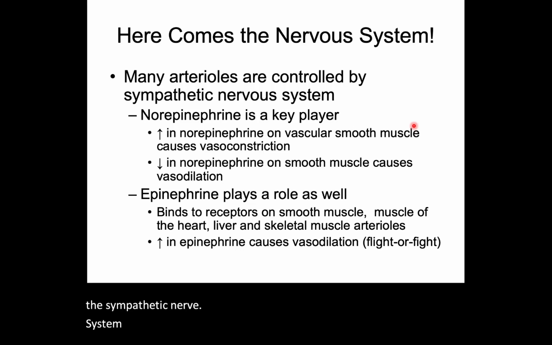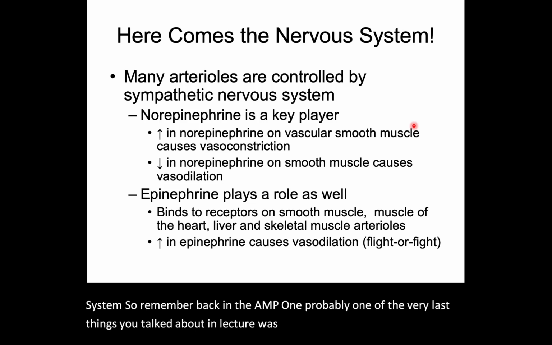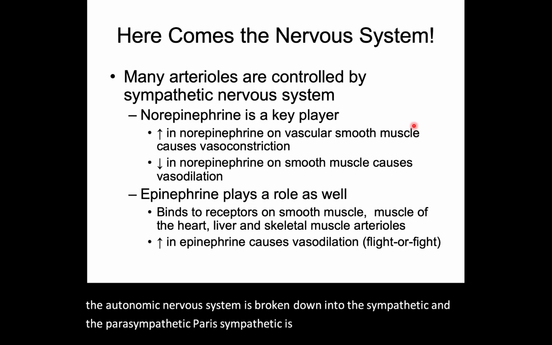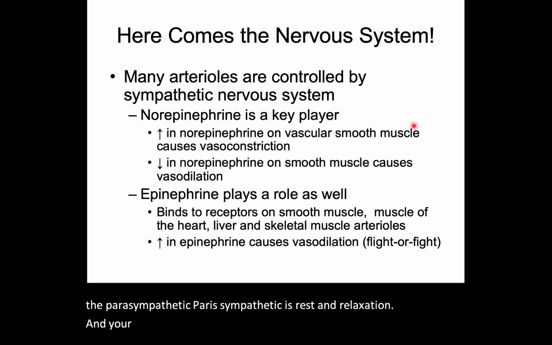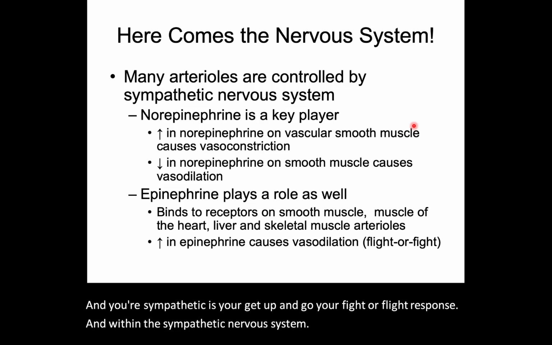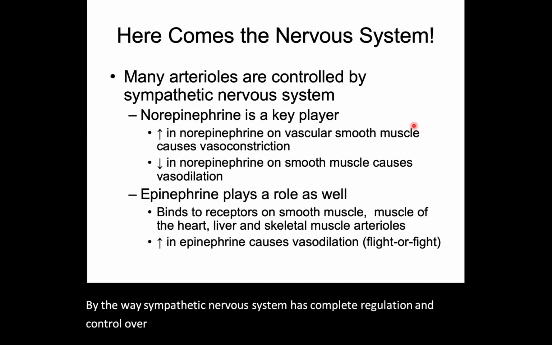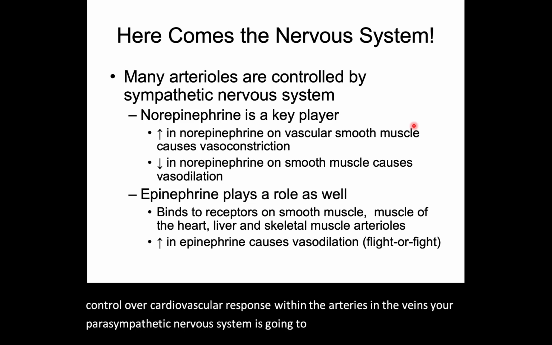So remember, back in AMP1, probably one of the very last things you talked about in lecture was the autonomic nervous system. And the autonomic nervous system is broken down into the sympathetic and the parasympathetic. Parasympathetic is rest and relaxation, and your sympathetic is your get up and go, your fight or flight response. And within the sympathetic nervous system, by the way, sympathetic nervous system has complete regulation and control over cardiovascular response within the arteries and the veins. Your parasympathetic nervous system is going to directly have influence over the heart.